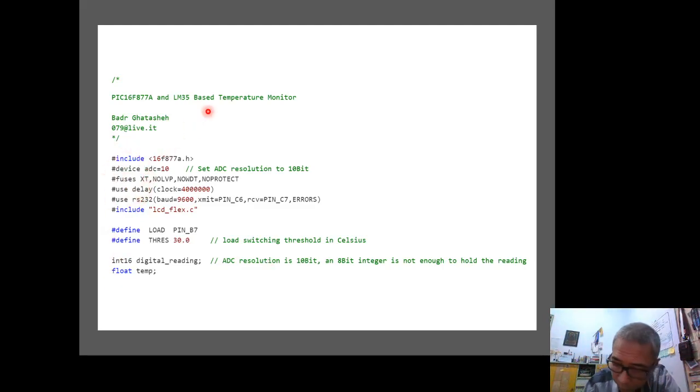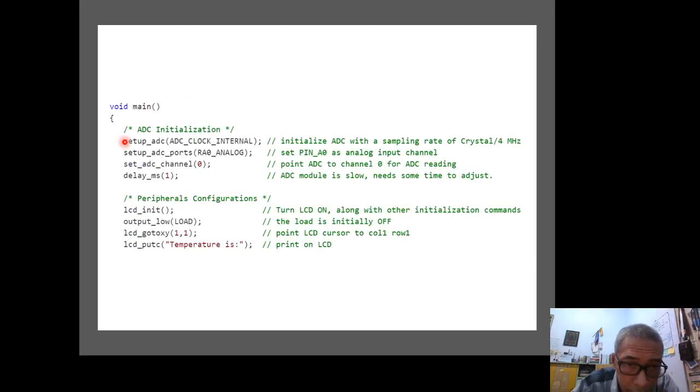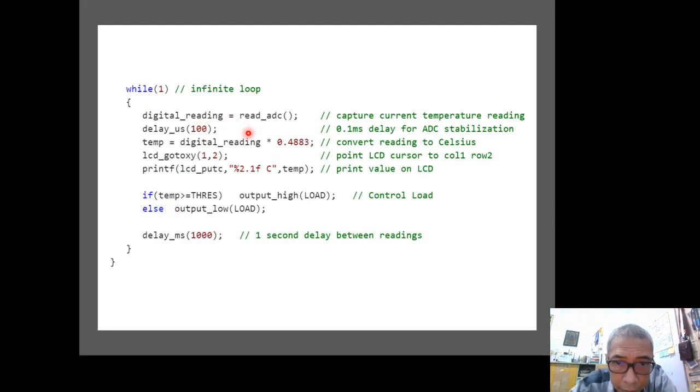So this is the program which reads the LM35. Set up the ADC port, set the first ADC channel, and the LCD output low. This is for the LCD display. The digital reading is the ADC read. I mean, after the first ADC read, delay to give some time to finish the ADC reading. So the temperature is equal to the digital reading multiplied by this constant 0.4883, and then we can print the temperature reading to the LCD.